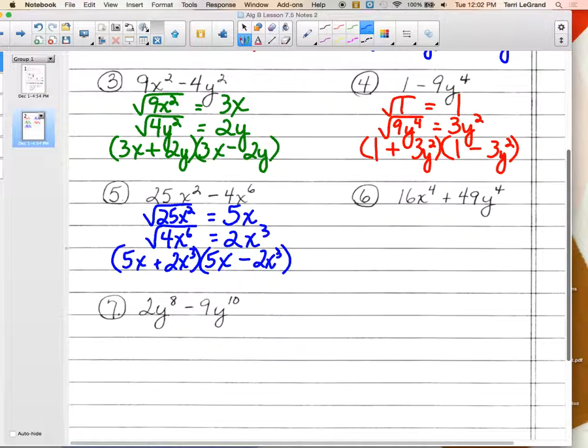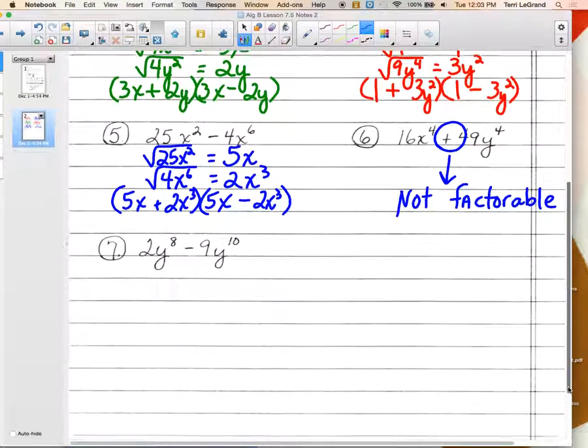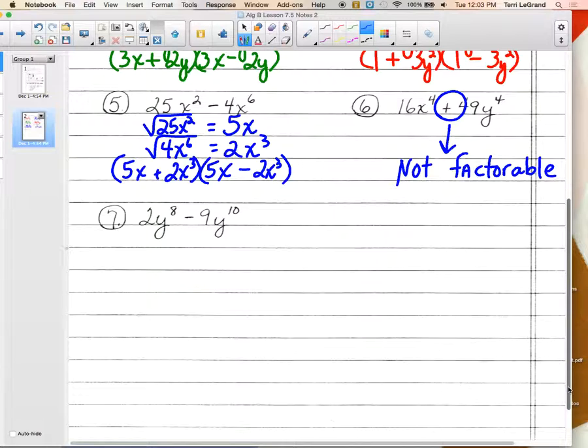Okay, number 6. First question you ask is, is it a subtraction? No. So here's what you can do, guys. Circle that and say not factorable. The crazy thing with this one is it starts with a perfect square and it ends with a perfect square, but that addition stops us from being able to factor it. No sense trying to find the square root of either of those.